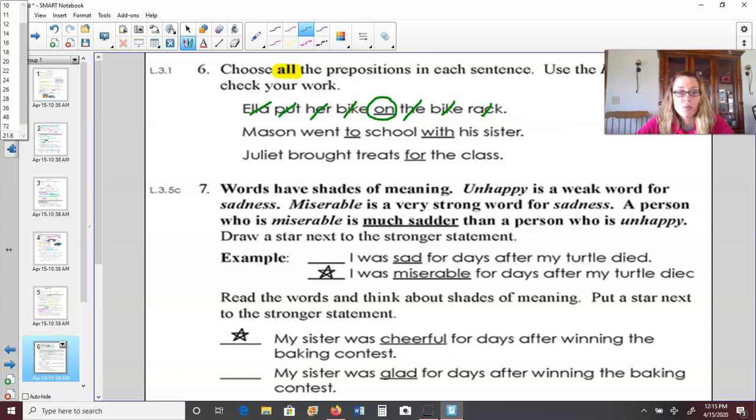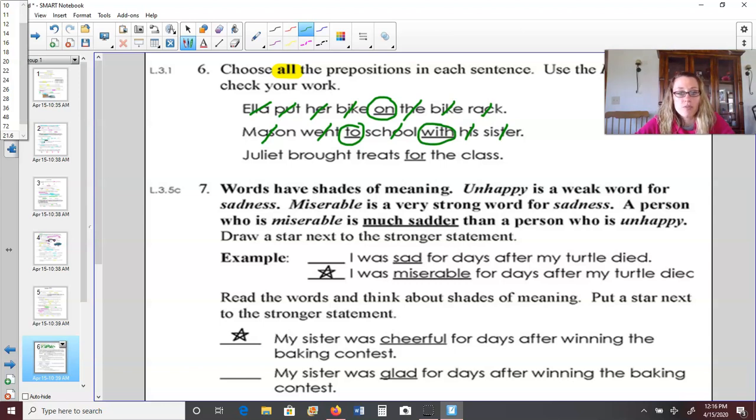Mason went to school with his sister. Mason is a proper noun, went is the verb, school is a place, his is a possessive pronoun, and sister is a person, so that would be a noun. And we are left with to and with as our prepositions.